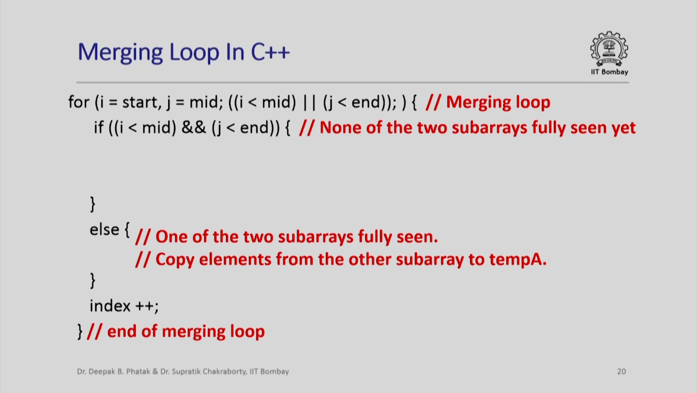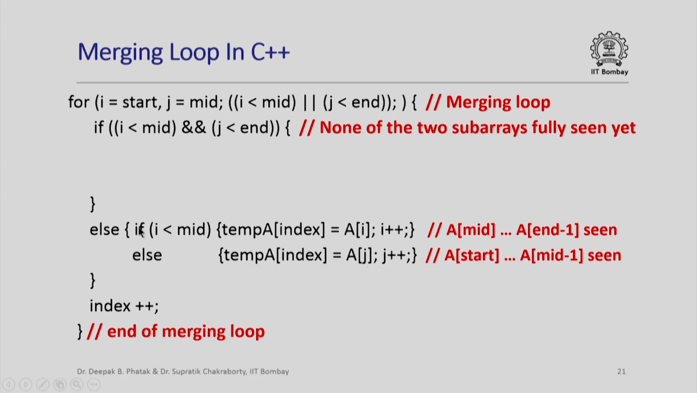How do we implement this in C++? Here is a simple piece of code to do that. Basically we check if i is less than mid, then certainly the subarray from A start through A mid minus 1 has not been fully seen yet, but since I am in this else part, it cannot be the case that both the subarrays have not been fully seen, therefore it must be the case that one of the subarrays has been fully seen, but since i is less than mid, it must be the case that the other subarray, the subarray from A mid through A n minus 1, is fully seen. So in this case, I will simply copy ai to temp A index and increment i.